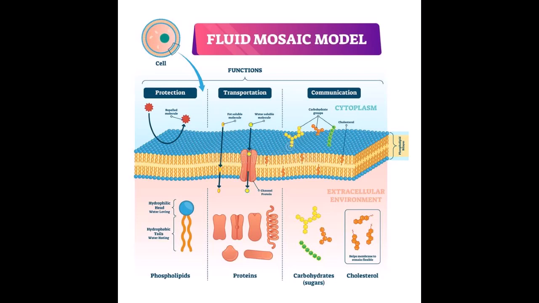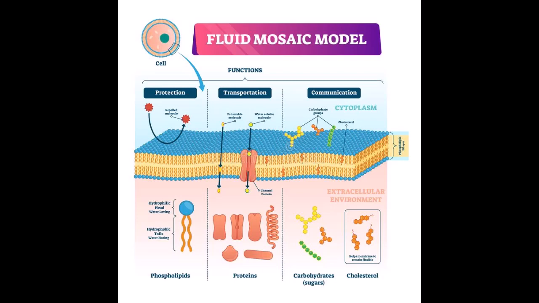As per this model, the plasma membrane contains phospholipids, carbohydrates, cholesterol, and proteins that give the membrane a fluid character. It is approximately 5 to 7 nanometers in thickness. It has a quasi-fluid structure in which lipids and proteins are arranged in a mosaic manner.